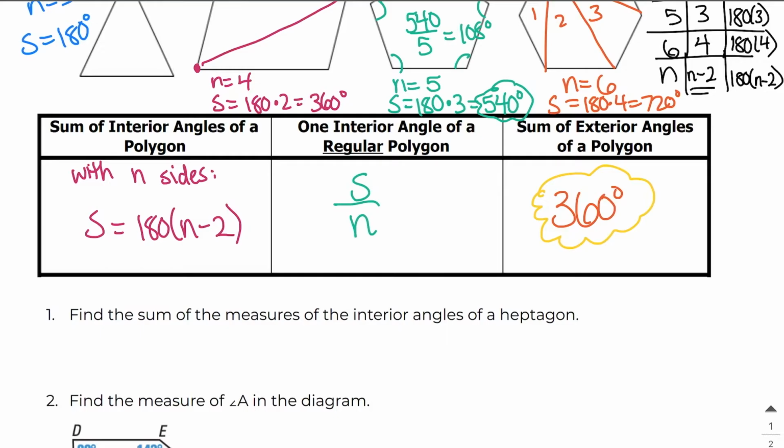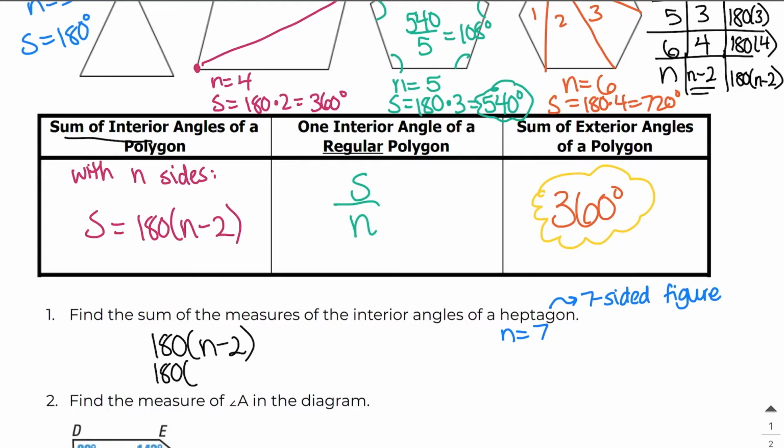So in question number 1, it says find the sum of the measures of the interior angles of a heptagon. So in a heptagon, our n value is equal to 7. A heptagon is a 7-sided figure. So let's use the formula to find the sum of the interior angles, which is what we want to do here. So 180 times n minus 2. But if n is equal to 7, then I would plug in 7 here.